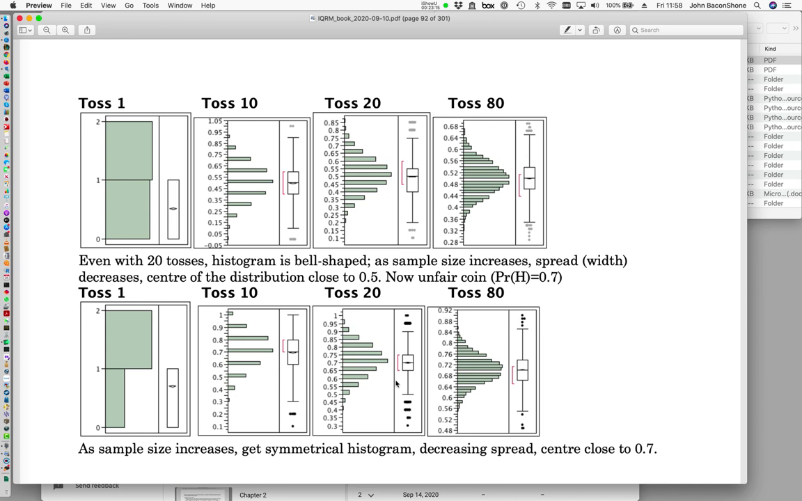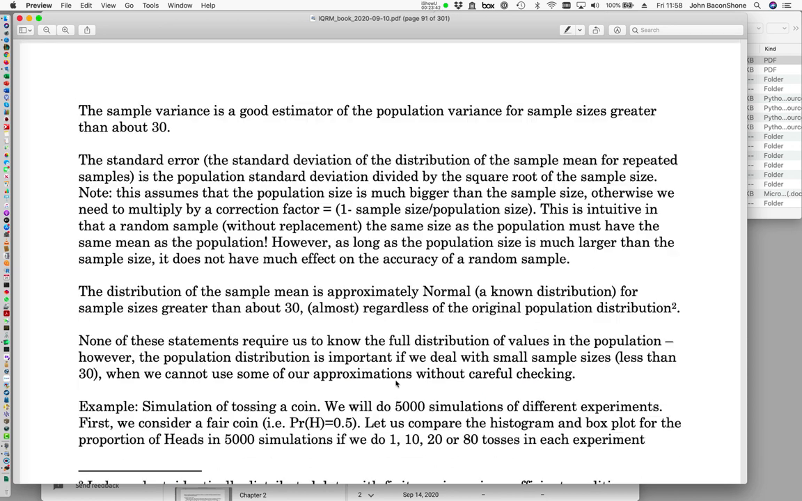So let's just think about this for a minute. If you do 10 tosses, what's the chance of all heads or all tails? That's a half to the power of 10. If you work that out, it's roughly 1%, right? So if we think back to this, we said we did 5,000 simulations.